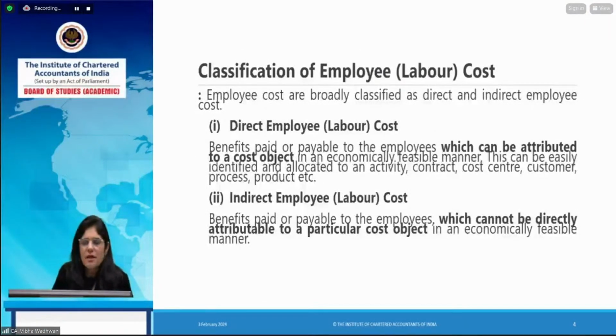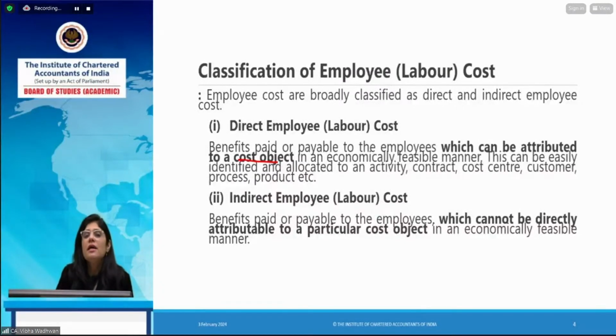So classification of employee cost. Employee costs are basically direct and indirect. Direct cost is which is directly measurable to any cost object, which is directly identifiable. That is a direct cost. Same as with material, the way we discussed in material. So direct cost is the benefit which can be attributed to a cost object in an economically feasible manner. So this can be allocated to an activity or a cost center or any cost subject.